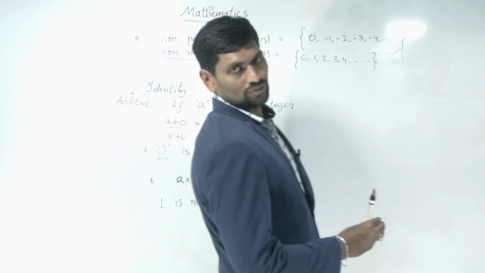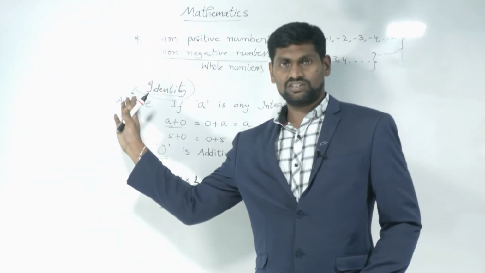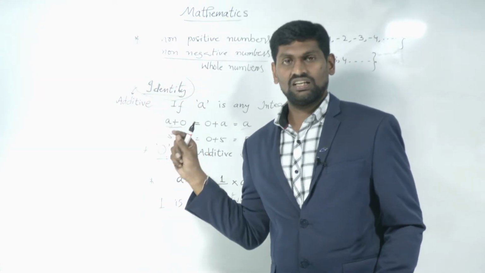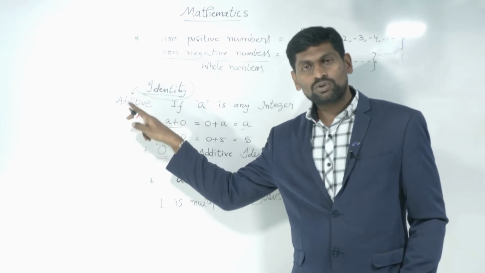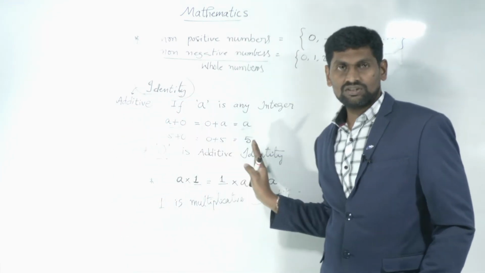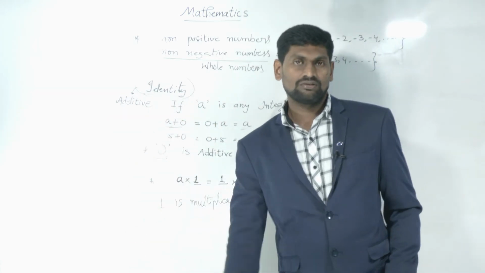So now we discussed the non-negative integers, non-positive integers, and the identity property. Again there are two types of identities: additive and multiplicative. Additive identity is 0, multiplicative identity is 1.